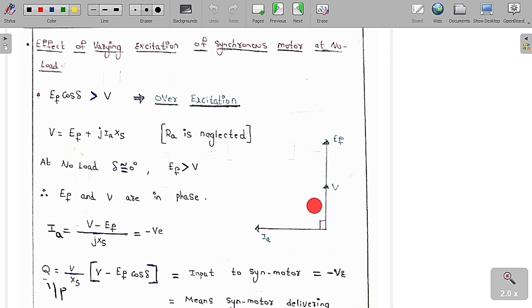So synchronous motor is going to act like a leading power factor at the over excitation because IA is leading the V. We have defined the power factor with respect to theta, which is angle between the V and IA, either for synchronous motor or either for synchronous generator.